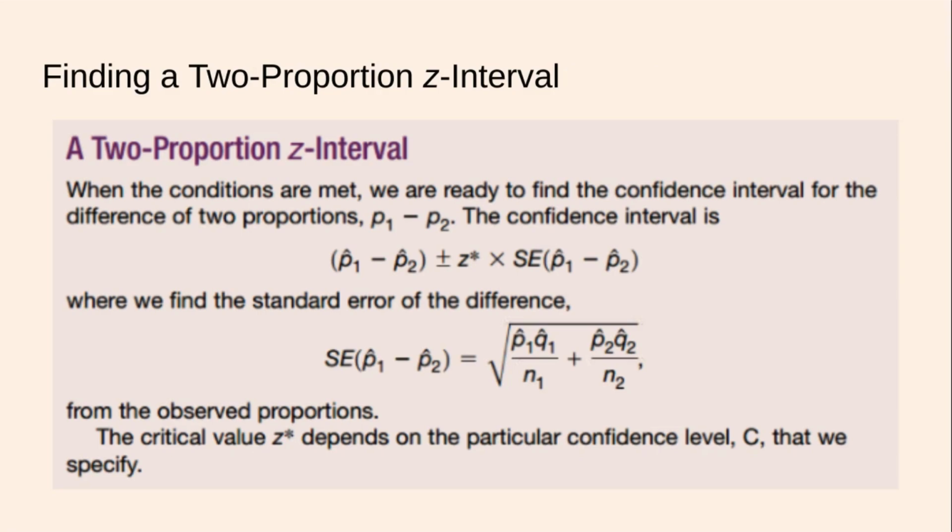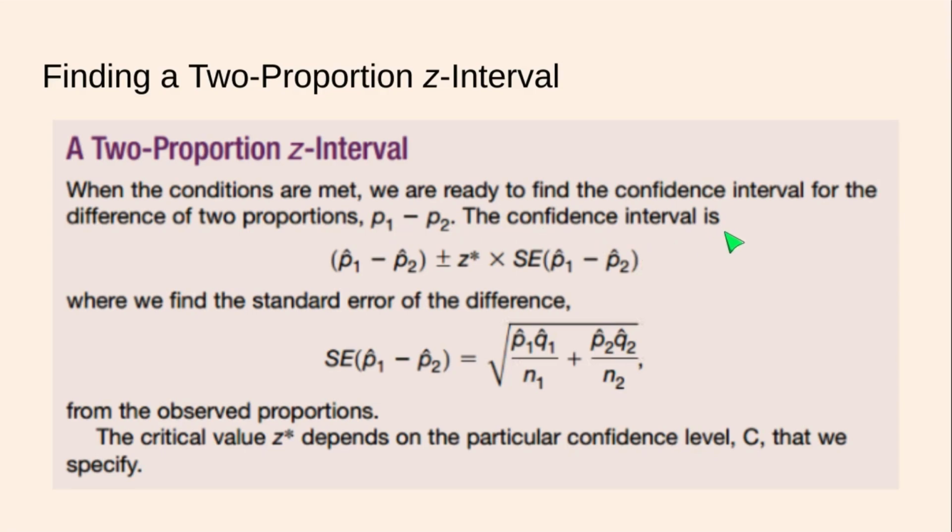This is straight out of your textbook. There are some familiar characters here, though this looks a bit messy. I promise that this is familiar enough to make sense of it. So we've met our conditions. We're ready to find a confidence interval for the difference of 2 proportions.